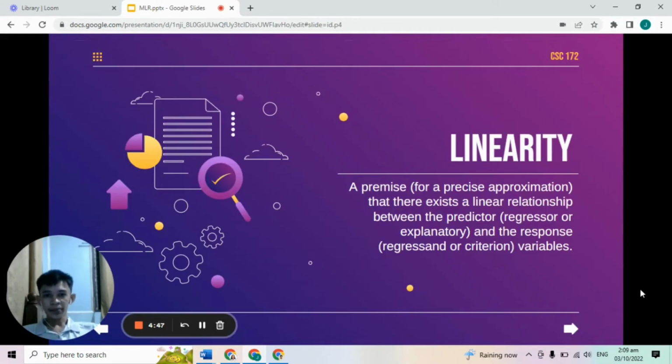Linearity. A premise for a precise approximation that there exists a linear relationship between the predictor and the response variables. The researcher employed this to bypass the miscalculation of model underfitting, a grave offense that we can't overlook. The data points shall rest on or around a diagonal line within a scatter plot.